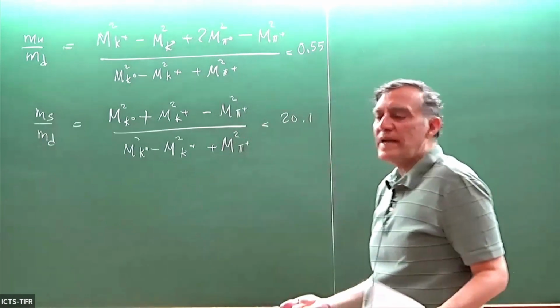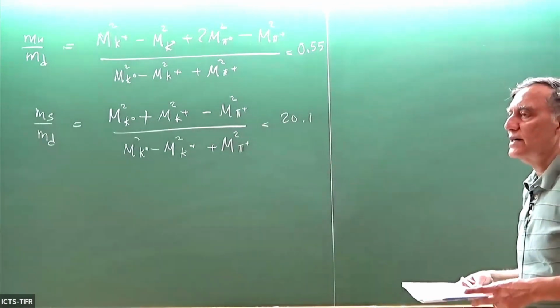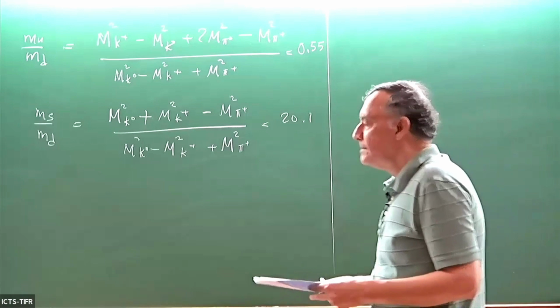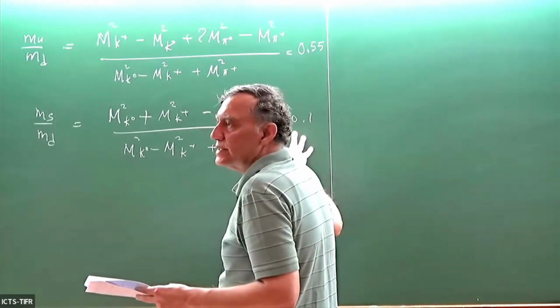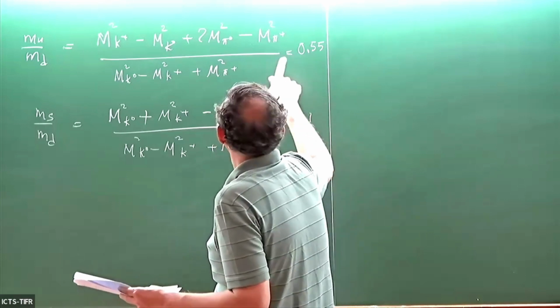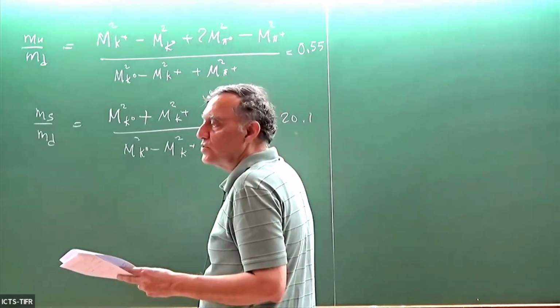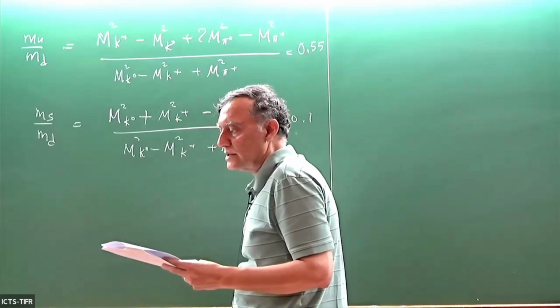Okay, so already we have some interesting information from chiral perturbation theory: the S quark is significantly heavier than the down quark, but also U and D are not that close together. The U quark is about half the mass of the D quark.